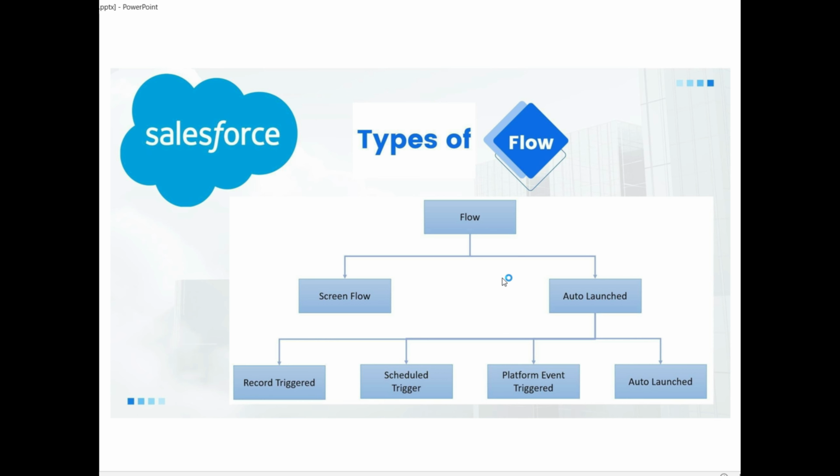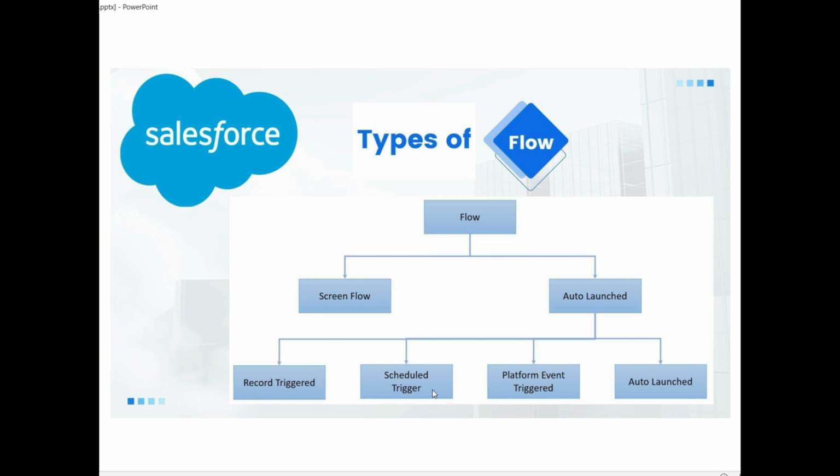in the app. And autolaunched flow is the flow which runs in the background without showing anything on screen. Under this, we actually have four subtypes based on how they get triggered. So let me break it down. The first one is record-triggered flow. This is the most popular automation flow. It runs automatically when a record is created, updated, or deleted. For example, if a case is marked high priority, this flow can auto-assign it to a specific queue.